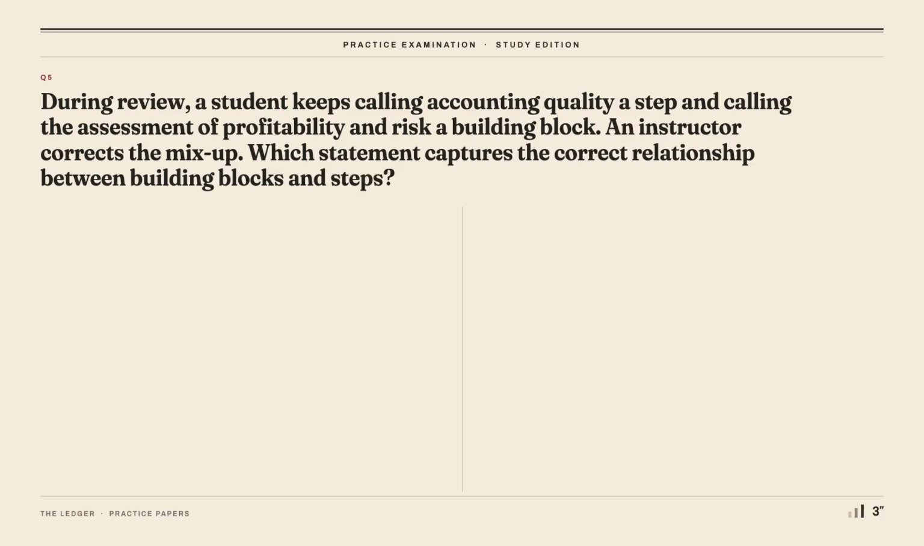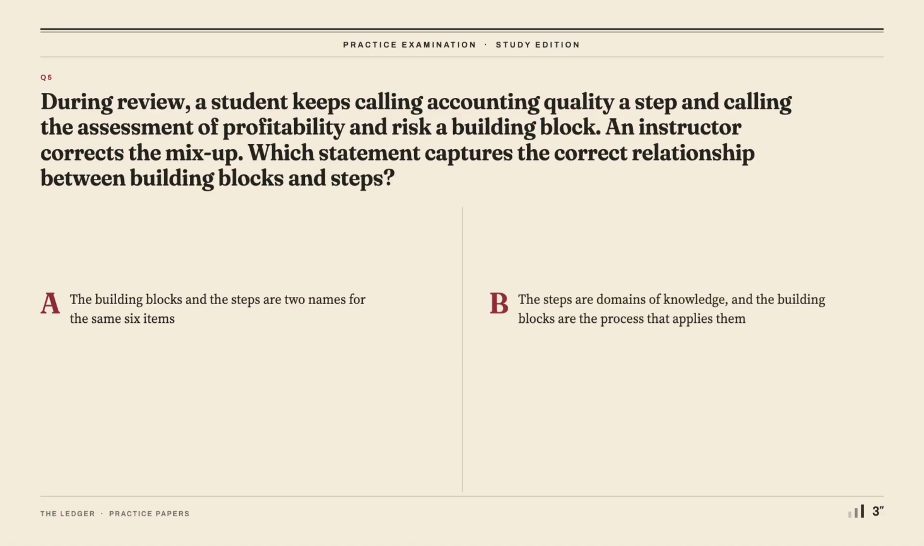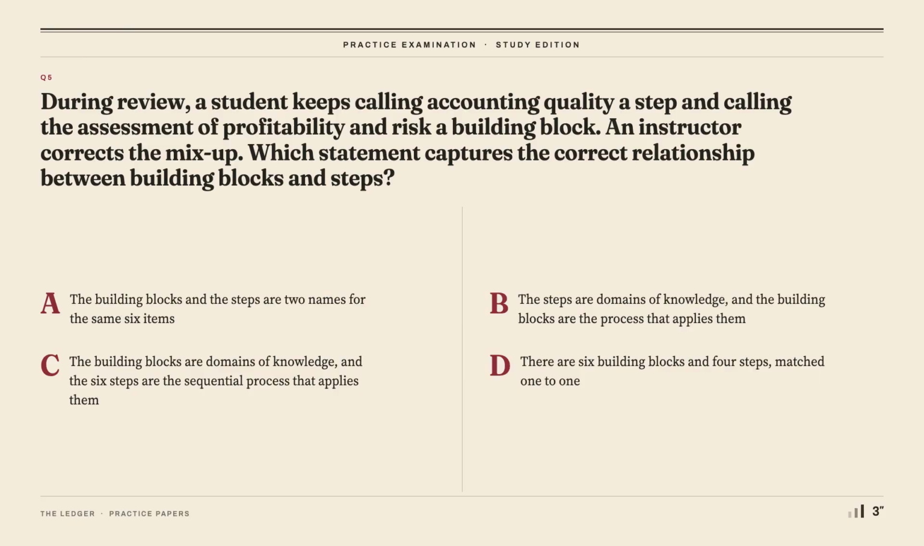Your options are A. The building blocks and the steps are two names for the same 6 items. B. The steps are domains of knowledge and the building blocks are the process that applies them. C. The building blocks are domains of knowledge and the 6 steps are the sequential process that applies them. D. There are 6 building blocks and 4 steps matched 1 to 1.